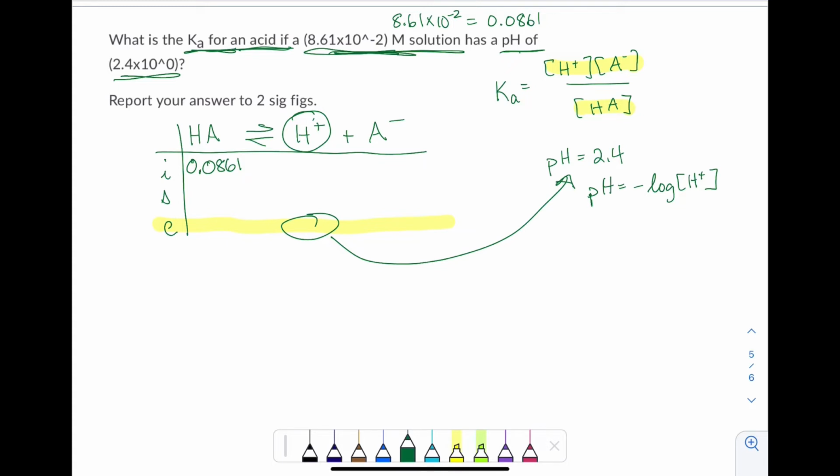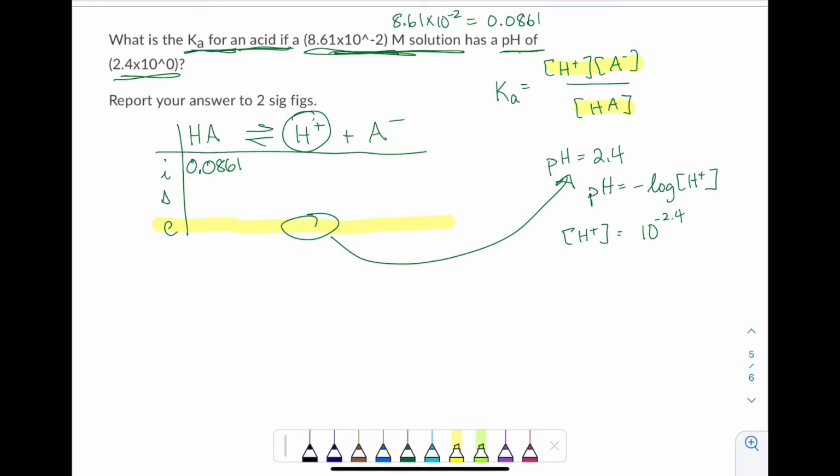There are several different ways that I can write this. I'm going to write this as the H plus concentration is equal to 10 raised to the negative 2.4. It's the inverse log of the negative pH. Again, there are different ways I can represent that algebraically, meaning the same thing.